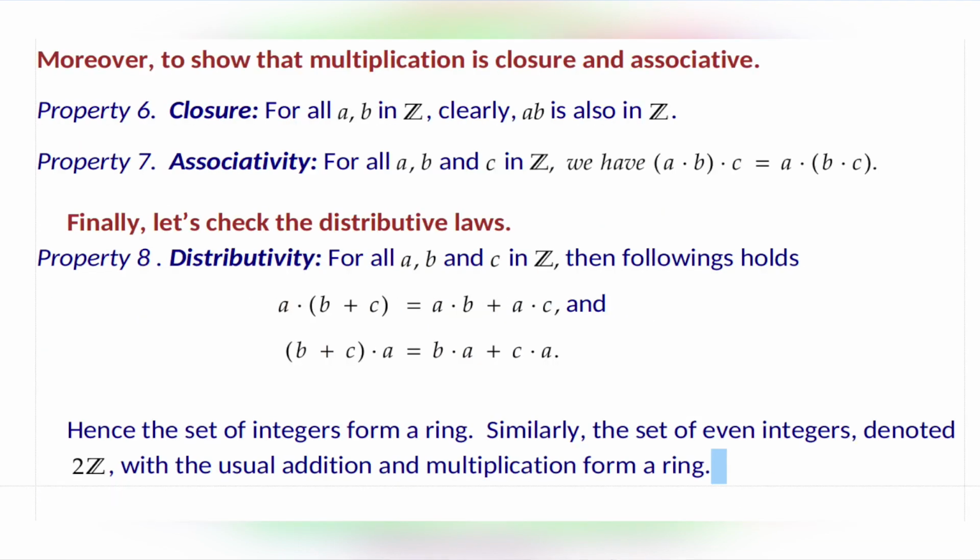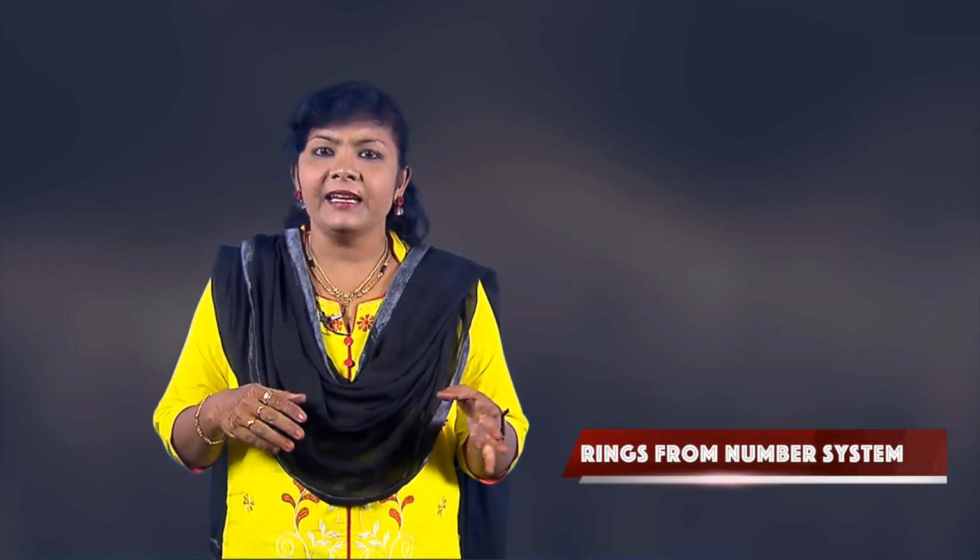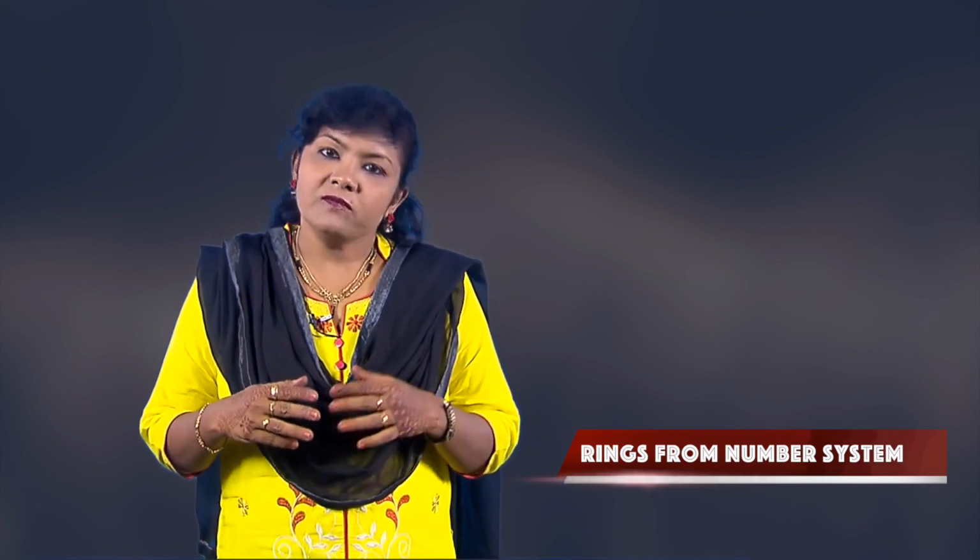Moreover, to show that multiplication is closed and associative. The sixth property is closure. For all a, b in Z, clearly ab is also in Z. The seventh property is associativity. For all a, b and c in Z, we have (a dot b) dot c is equal to a dot (b dot c). Finally, let us check the distributive laws.